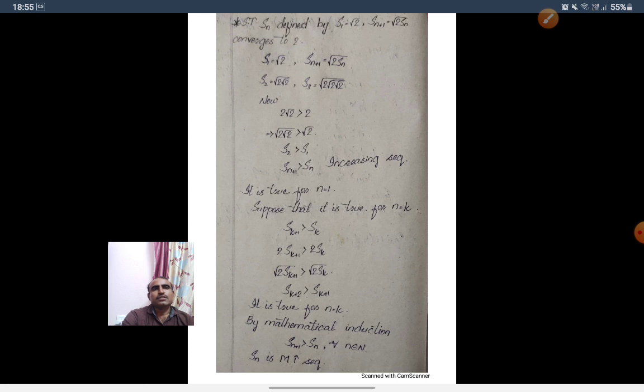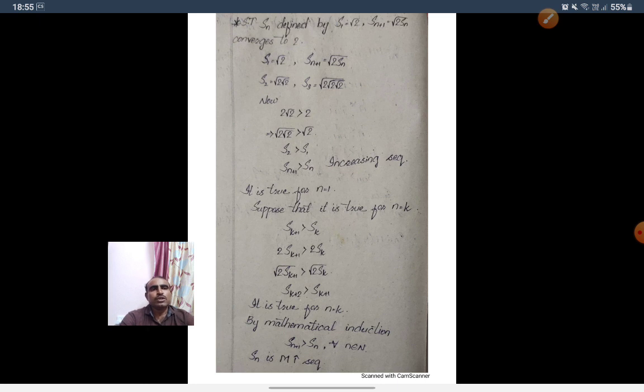So it is true for n is equal to 1. By induction, we are going to prove this is an increasing sequence. For n is equal to 1, S2 is greater than or equal to S1, so it is increasing. Suppose that it is increasing for n is equal to k, so Sk plus 1 is greater than Sk. We have to prove it is true for n is equal to k plus 1.